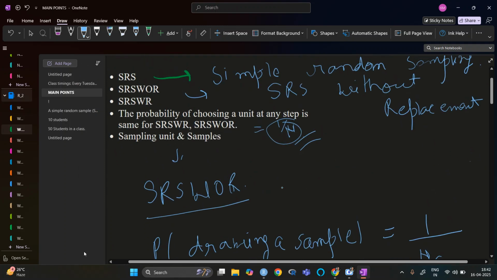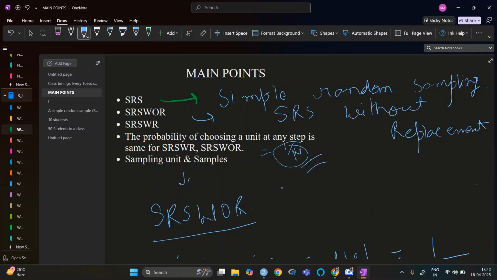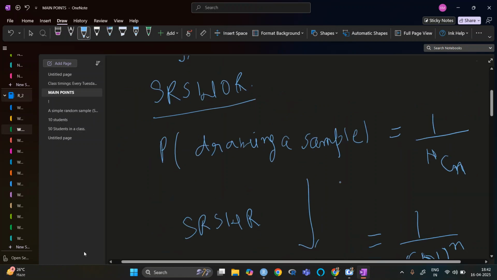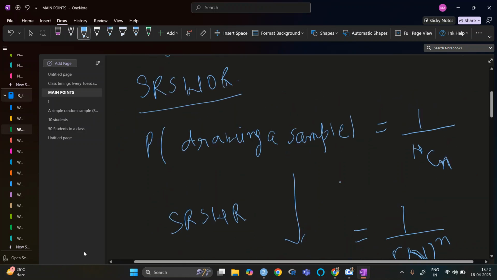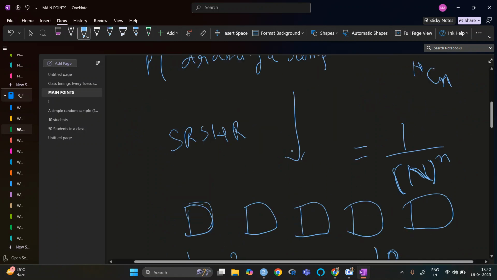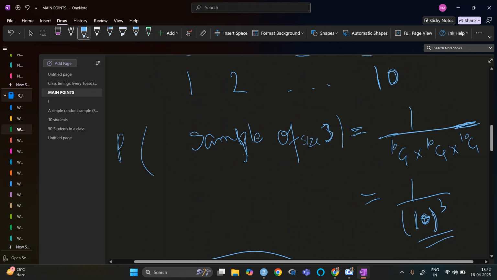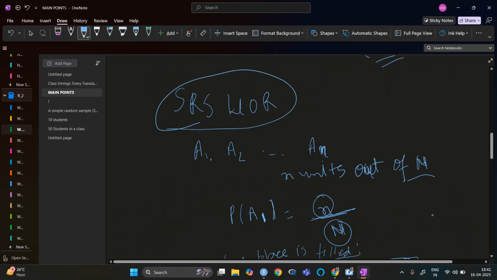Okay, so the next thing you have is sampling unit and samples. Out of the population, let's say capital N is the size of the population, and you take a sample of small n size. That is the sample, and a sampling unit is 1 unit. So once you take that 1 unit, that will be the sampling unit. Now, the probability of drawing a sample is 1 upon NCn in without replacement, and with replacement, it is 1 upon N to the power n. So this is the example.